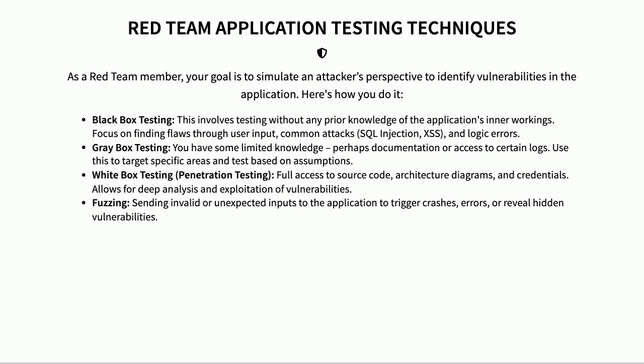Grey box testing gives us a little bit more information, like maybe some documentation or access logs, which helps us focus our efforts. And then there's white box testing, where we have full access to everything: code, diagrams, even credentials. Finally, fuzzing is a really cool technique where we just throw random and weird data at the app to see if it breaks or reveals any hidden weaknesses.